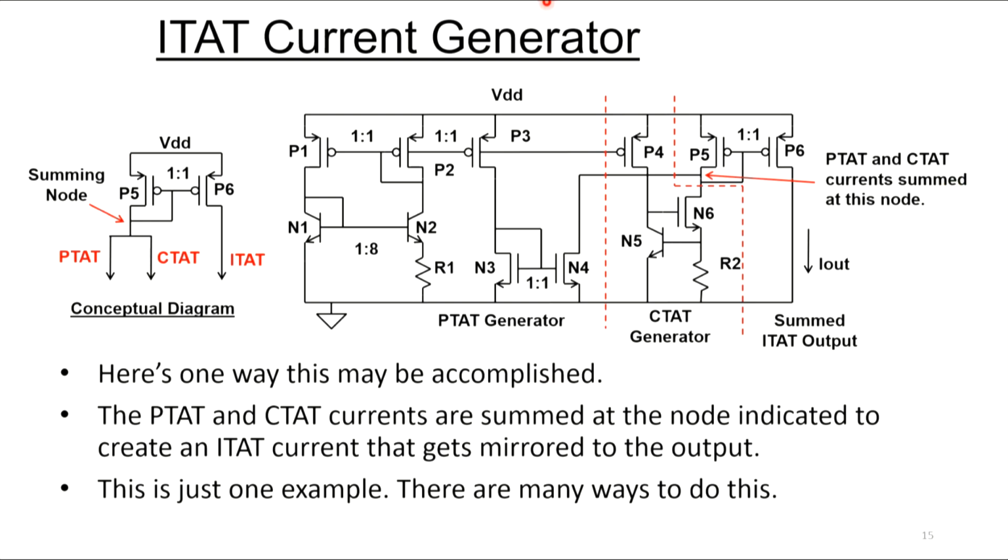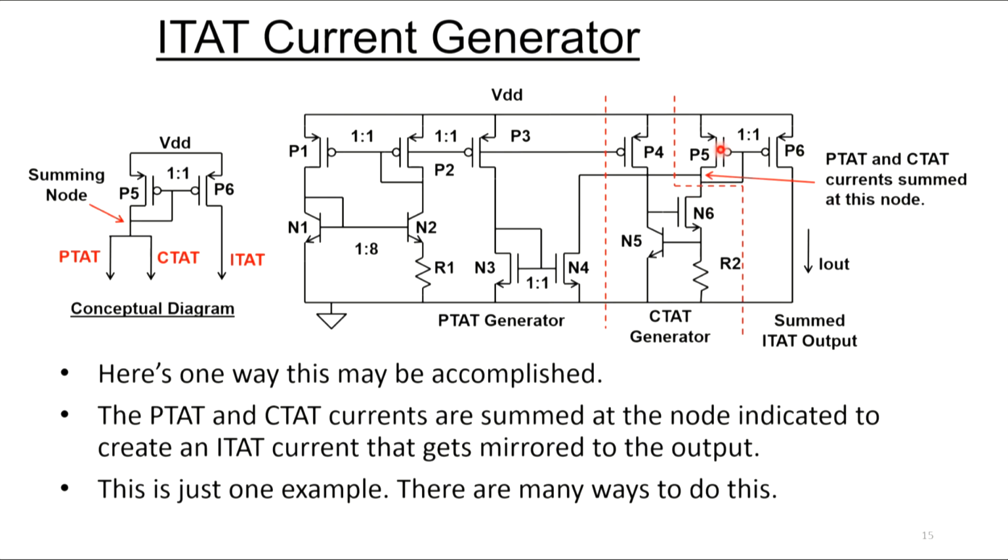Over here, this would be one possible way this could be generated with actual transistors. Everything on the left here is to generate your PTAT current, and your output of the PTAT current would be coming right here. Everything in this middle section generates a CTAT current, and its output would be right here.